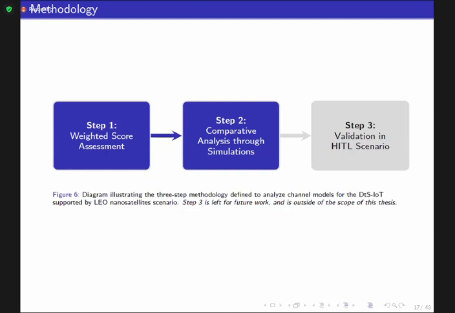Step 2, we take a subset of those models and we run them through simulations to compare performance, right? Get an idea of how each model would perform in different scenarios. And finally, step 3 consists of a validation in a in-the-loop scenario, right? This is meant to sort of test each model in a more real-world setting, right? With real hardware, to get an idea of how these models would perform in the real platforms, right?